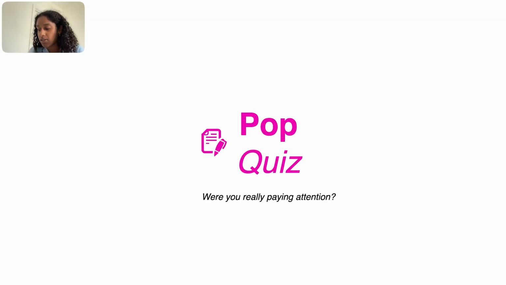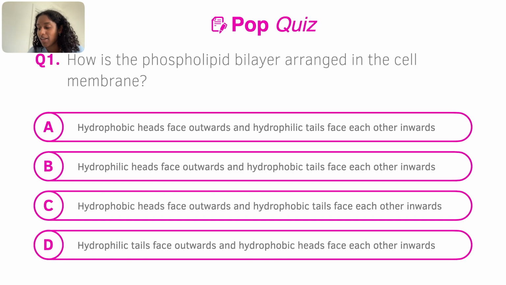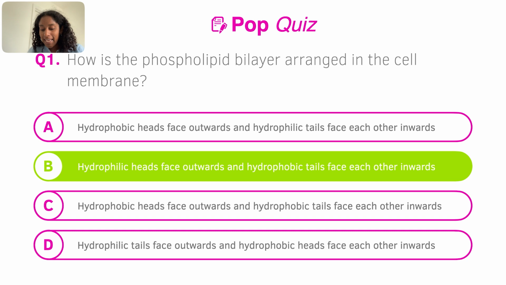So now let's do a little bit of a quiz to see whether that information all makes sense to you. So number one, how is the phospholipid bilayer arranged in the cell membrane? So give the video pause at this point and have a think about what you think the answer might be, and I will reveal the answer in a couple of seconds. So the answer is B, so hydrophilic heads face outwards. So remember, hydrophilic, water-loving, heads face outwards, and hydrophobic for water-hating, tails face inwards.